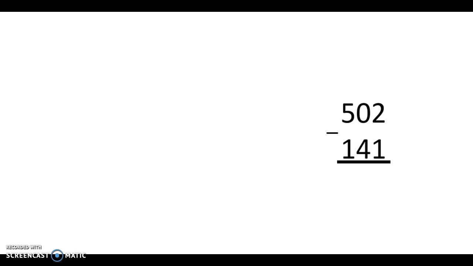All right, we're going to do 502 minus 141. Notice I've already set our numbers up vertically. I have it lined up by place values. So the first thing, oh, and I had it reversed. So this is horizontally, this would be vertically.